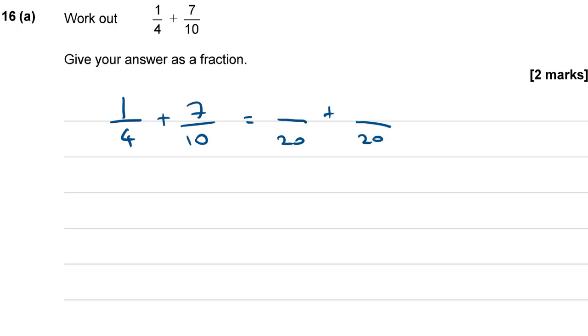So first off, let's take this fraction on the left, 1 quarter. How many times does 4 go into 20? Well, 4 times 5 is 20. So if I multiply the bottom by 5, I've got to multiply the top by 5 as well. So 1 times 5 is 5. So 1 quarter is the same thing as 5 twentieths. Now, let's have a look at the second one, 7 tenths. How many times does 10 go into 20? 10 goes into 20 twice. So times that by 2, times that by 2. It's going to give me 14 twentieths. So that was my second fraction there, the green one.